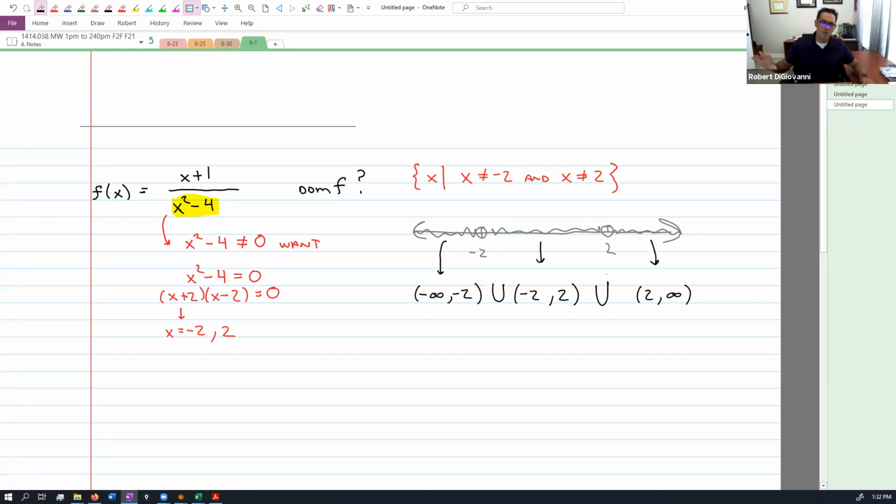Are there any questions on this? I'm not quite sure everyone's background with interval notation and set notation.